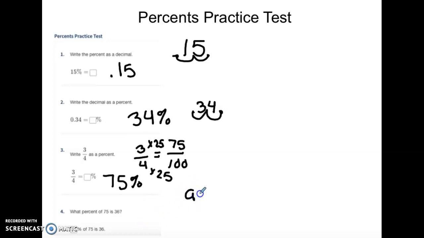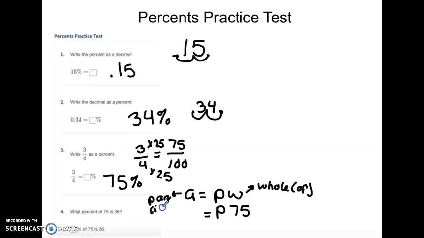Let's use our A equals P times W. We have of 75, remember, of is our whole. So 75 goes in for W. We don't know the percent, so leave P. And remember that A is the part. A is also the is. And is 36. So that's 36.